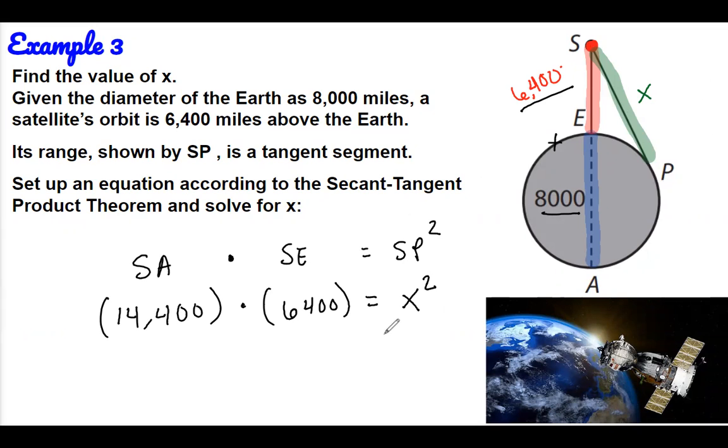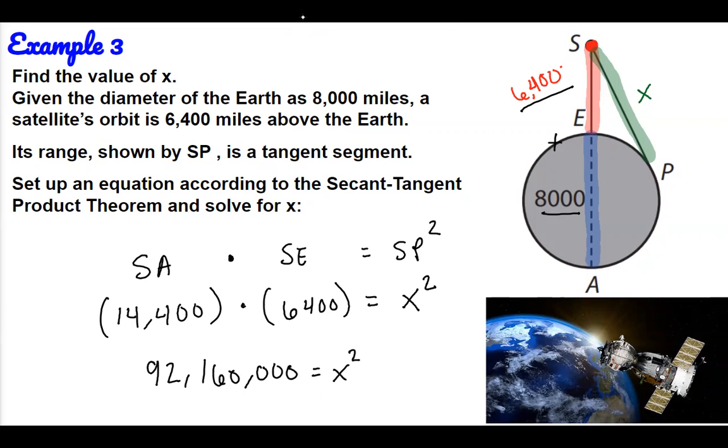All right, let's multiply 14,400 times 6,400. You guys have calculators. 160,000 equals x squared. Now I have an x squared. How do I solve it? 16? I thought I heard 16. 60. 160? Yeah. Okay. There you go.